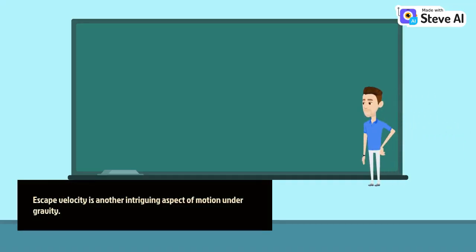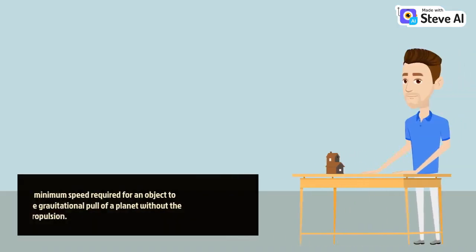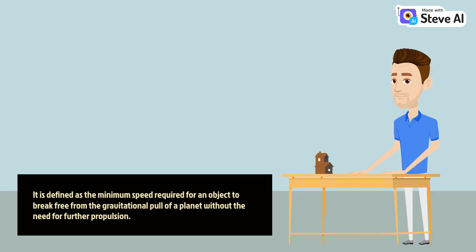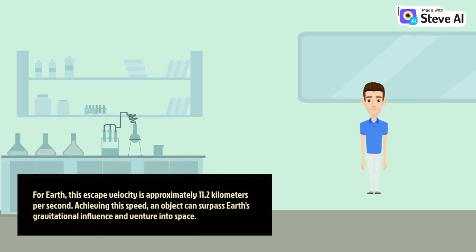Escape velocity is another intriguing aspect of motion under gravity. It is defined as the minimum speed required for an object to break free from the gravitational pull of a planet without the need for further propulsion. For Earth, this escape velocity is approximately 11.2 kilometers per second. Achieving this speed, an object can surpass Earth's gravitational influence and venture into space.